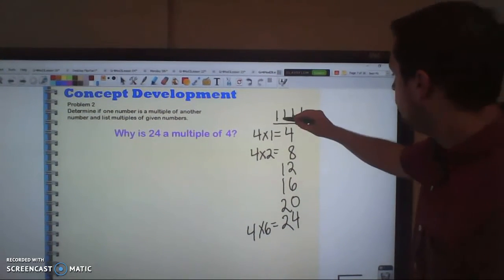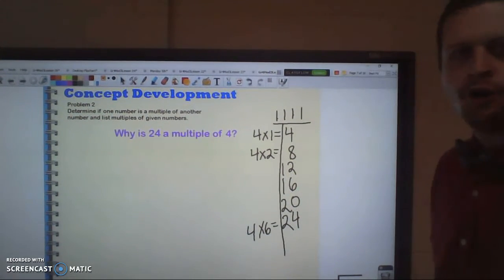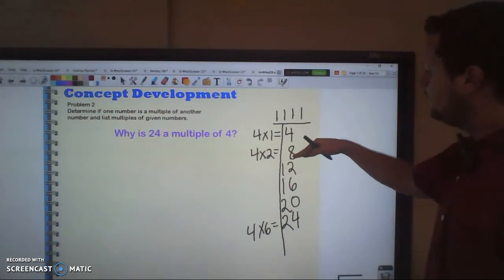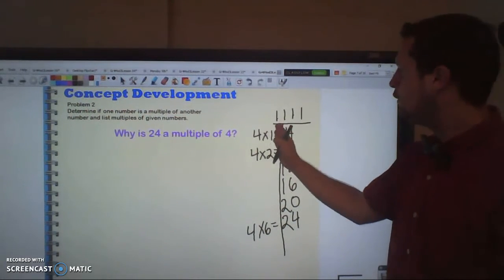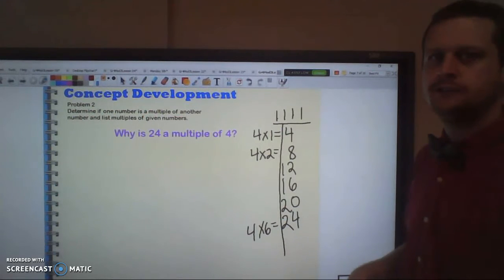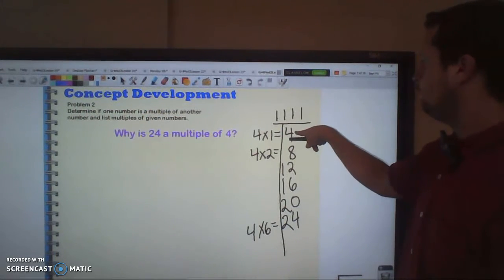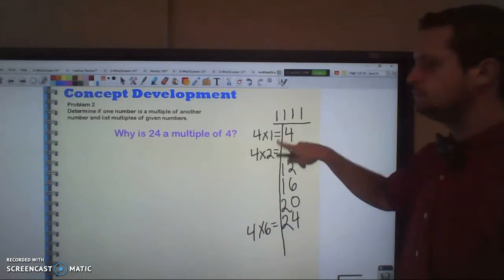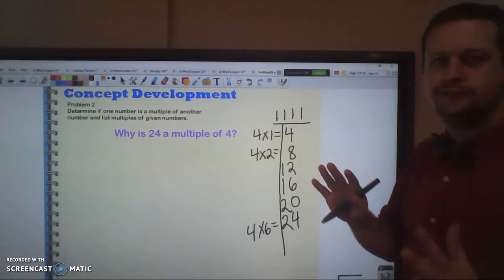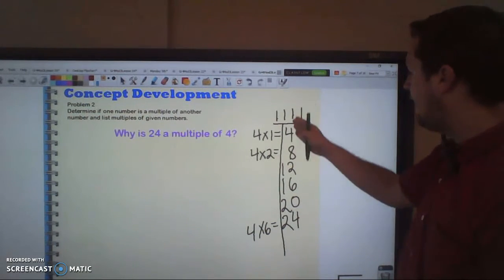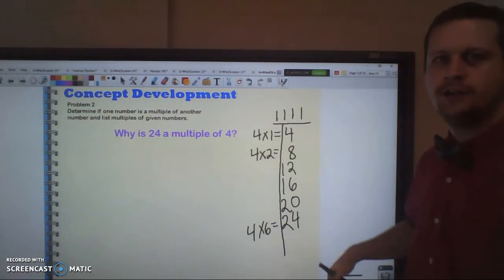So over here are our multiples. 4, 8, 12, 16, 20, 24. Okay. Over here are the factors. Okay, so the factors for the number 4 are 4 times 1, also 2 times 2. Okay. Multiples and factors are not the same thing. Multiples are the answers, just the product to it.